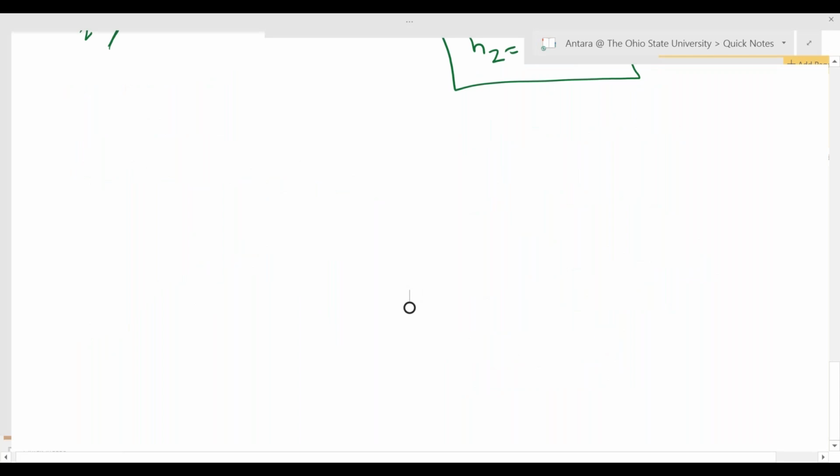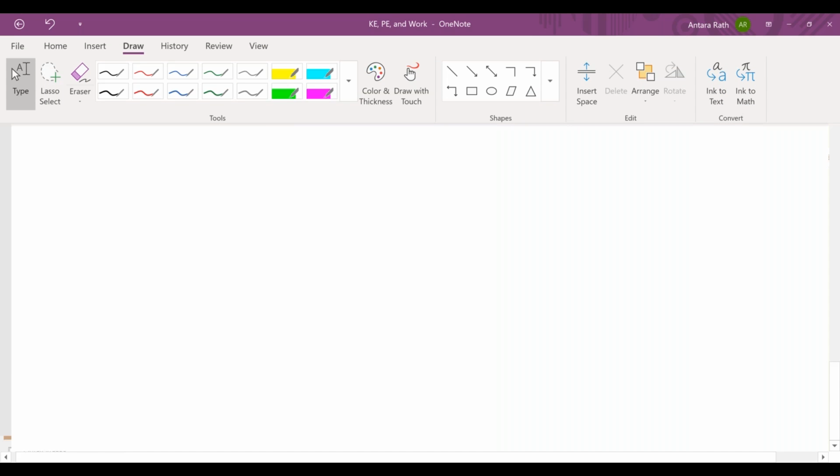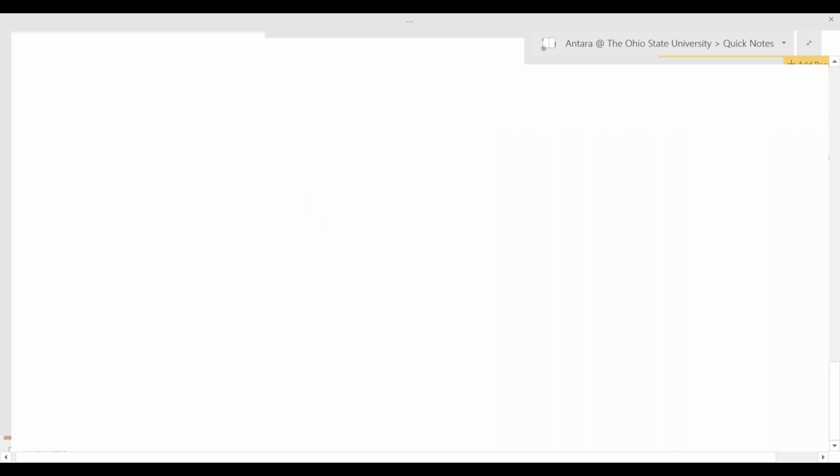And I'm gonna again use a different color. I like to use different colors. Let's see. So here we're doing work examples.